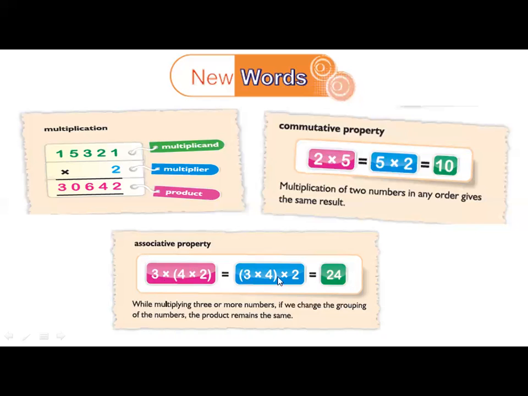So however you change the brackets when multiplying 3 or more numbers, the product remains the same. So this type of property is called associative property. So these are the new words of chapter 4, multiplication.